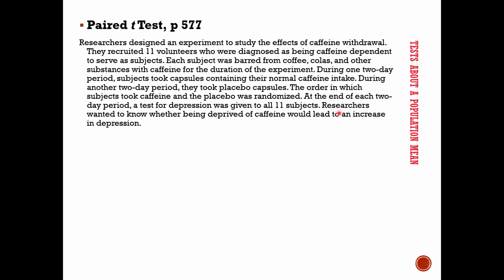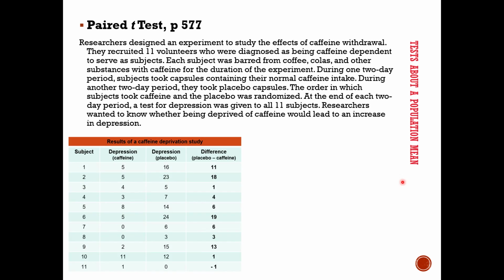basically this, because we're looking at an increase, we are going to use an alternate hypothesis that has a greater than in it. So we'll get to what that looks like in a minute. Here are our data points. So notice in the first column we got the depression score with caffeine, and then we've got the depression score with the placebo, and what we're looking for in the difference is how much greater the placebo was than the caffeine.